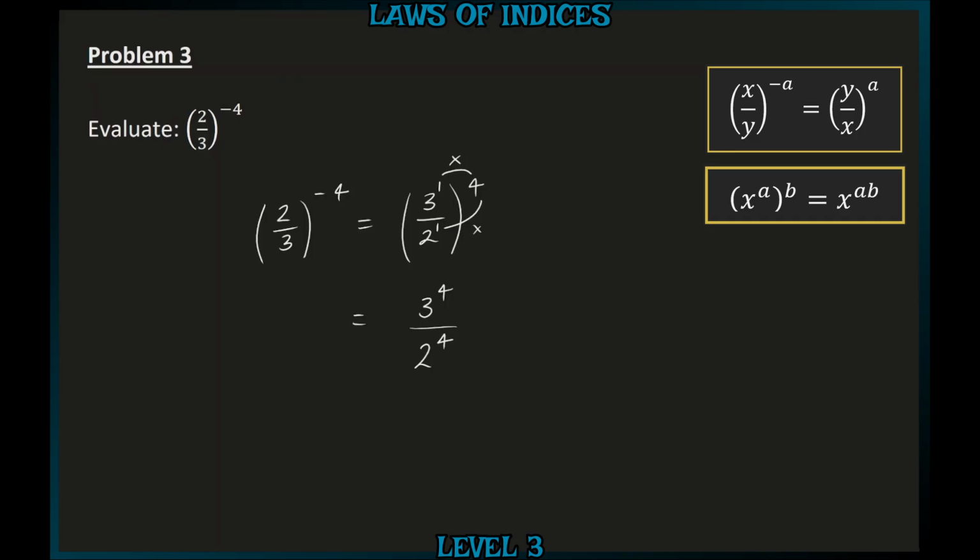Now 3 to the power of 4 is 3 times 3 times 3 times 3, which is 81. And 2 to the power of 4 is 2 times 2 times 2 times 2, which is 16. And so 81 over 16 is our final answer for problem 3.